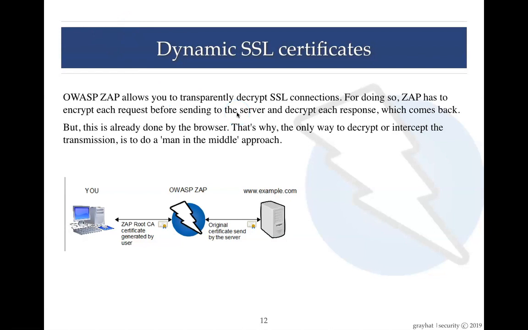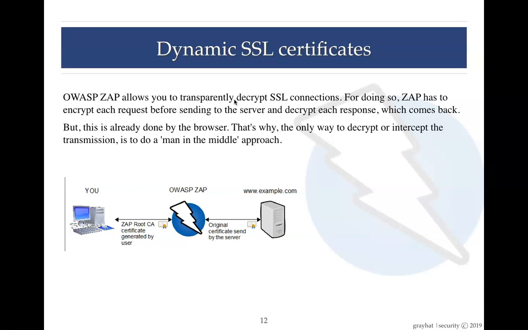Alright, so here are the dynamic SSL certificates: what they are, and how they make connections, encrypting and decrypting the traffic at the same time. Every time we request or intercept from the browser or the web server connection, ZAP has to encrypt and decrypt each request before sending it to the server, and vice versa. We do not see this happening in the background, because it is already done by the browser. That's why the only way to decrypt or intercept the transmission is a man-in-the-middle approach.